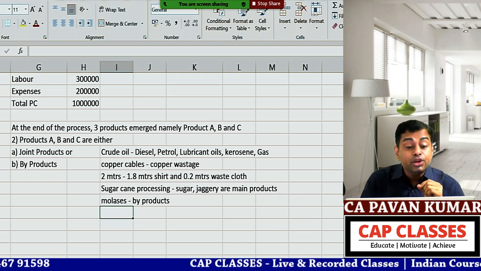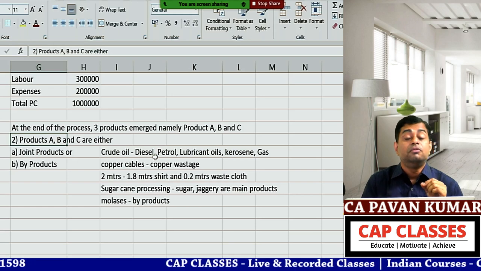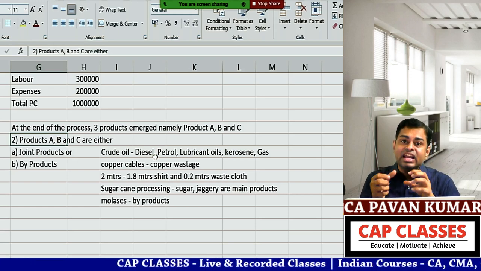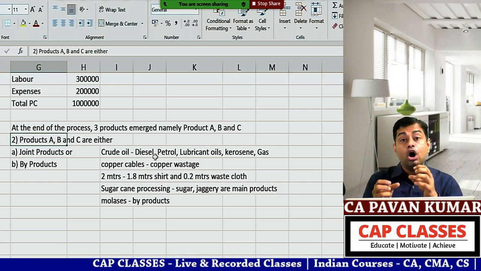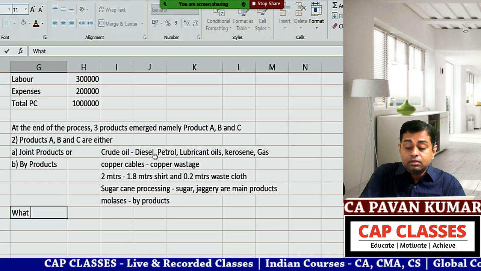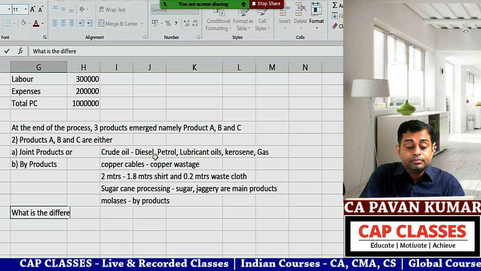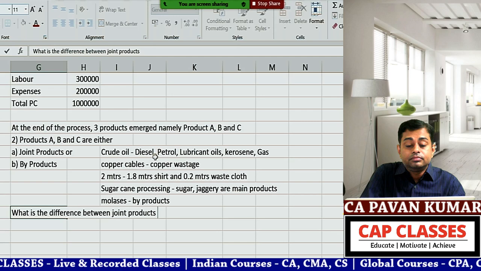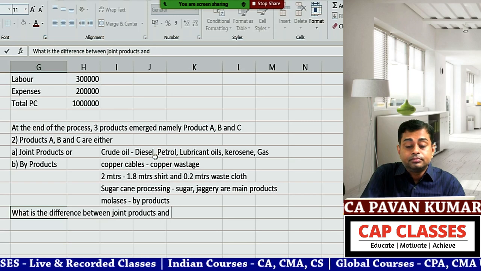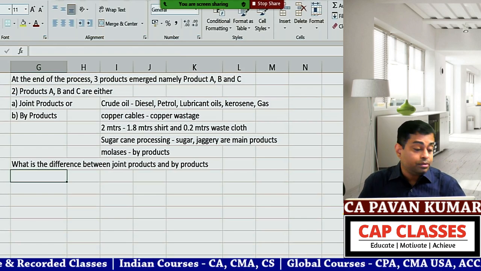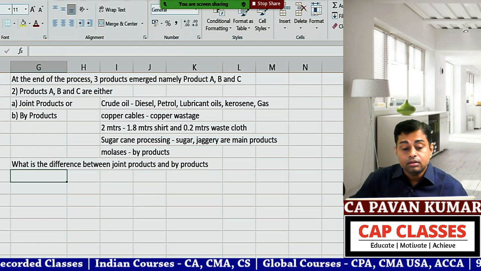Okay, so these are the byproducts. Now, first thing you need to understand is, what is the relationship of A, B and C? Are they joint products or are they byproducts? So first write down, what is the difference between joint products and byproducts? What is the difference between joint products and byproducts? Write down.